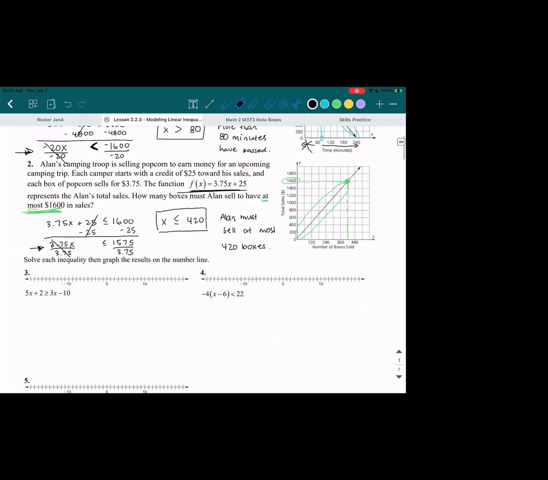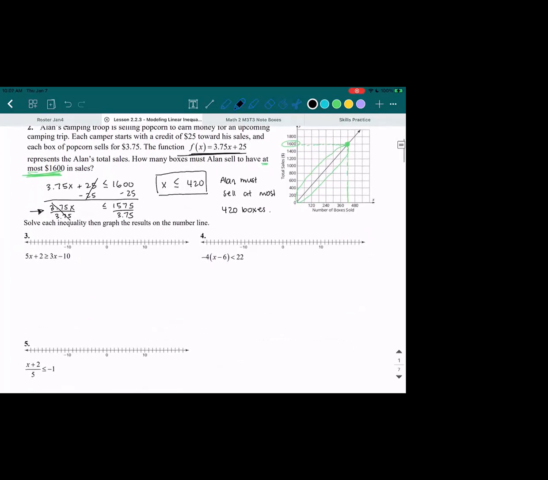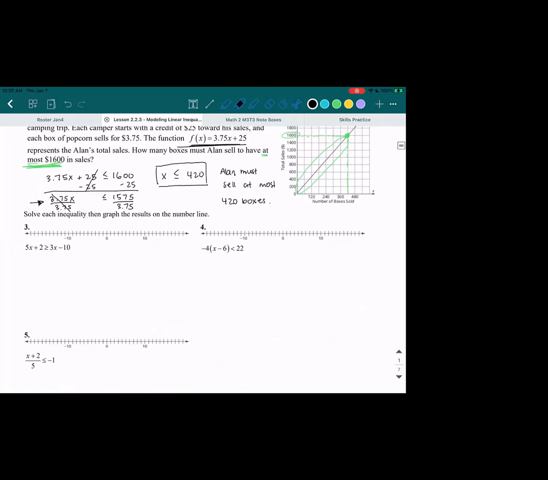Alrighty, so now we're on to solving each inequality, then graphing the results on the number line. So it's pretty much just the inequality, and we're going to solve it the way we solve equations pretty much. All right, so we got 5x plus 2 is greater than or equal to 3x minus 10. So I'm going to bring the x terms together. So there's a 5x and there's a 3x. For me, I think it's easier when we just subtract 3x to bring it over to this side. That way we have positive numbers to deal with.